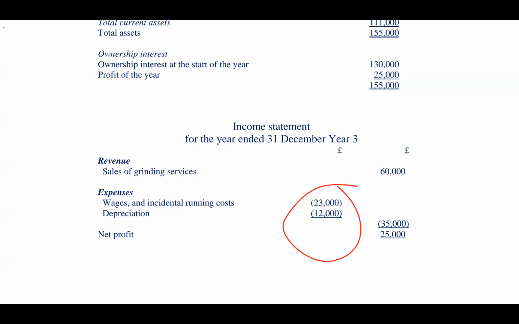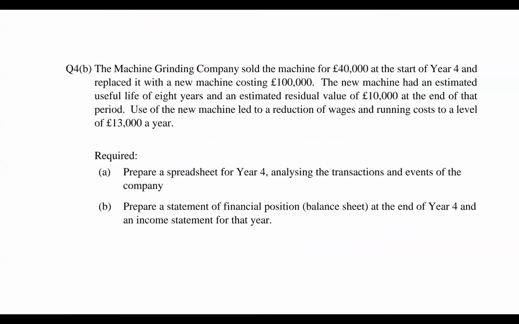Have to include depreciation because it's part of the expenses. And you less that, then you have the net profit. Is there any question? No, sir. Can we have any challenge? No, I think it's pretty straightforward.